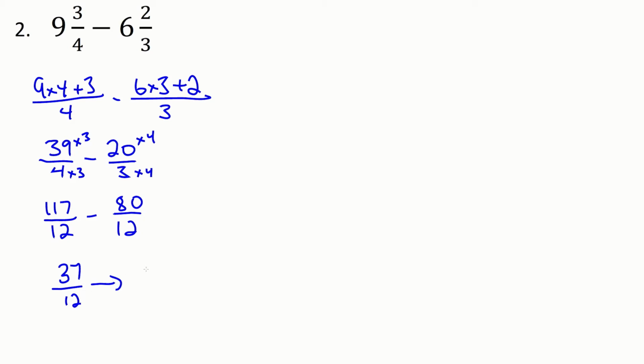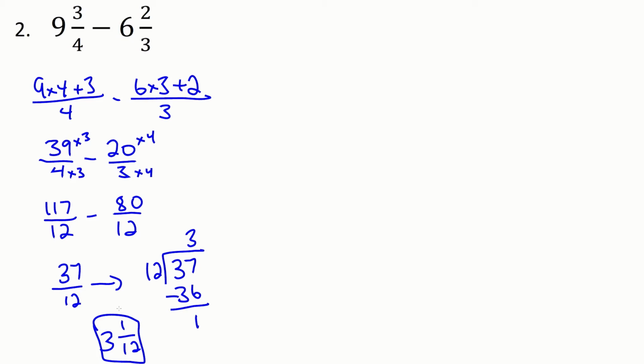12 is going to go into, let's just write that out. How many times does 12 go into 37? Twice is 24, 3 times is 36, so that's the one we want. So there's only a remainder of 1 here. So then our answer is 3 wholes and a remainder of 1 over 12. So that's the answer that would match the units we started with.